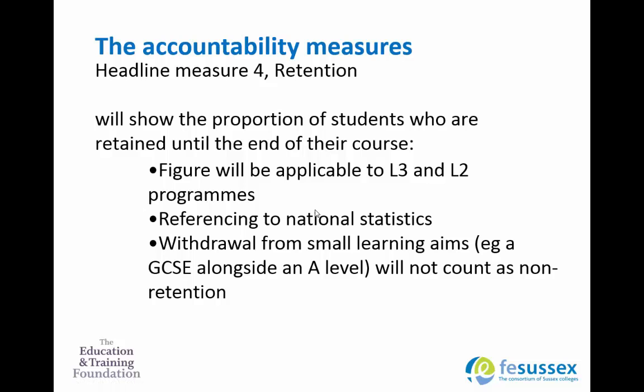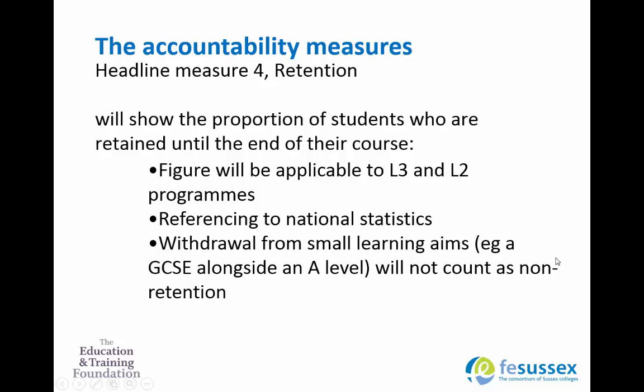So the fourth accountability measure is retention. Now this will show the number of students who are retained on their course to the end. We have a similar measure at the moment anyway, but the interesting bullet point on this one is the withdrawal from small learning aims. Say a student is doing a GCSE alongside an A-level or a GCSE alongside a BTEC or something, that will not count as non-retention.